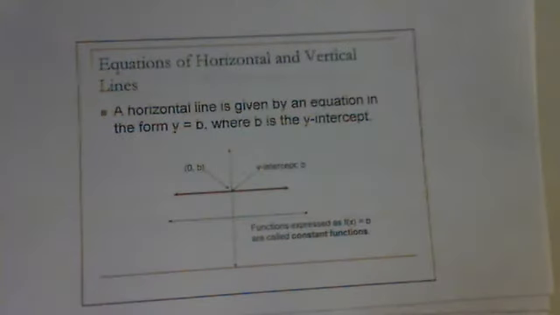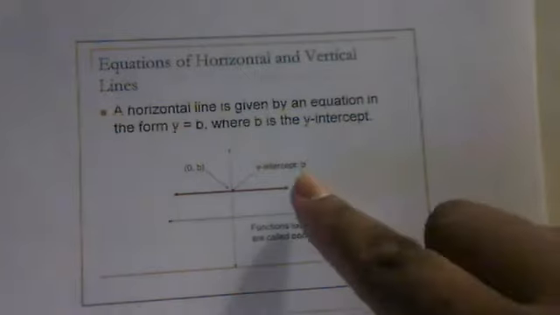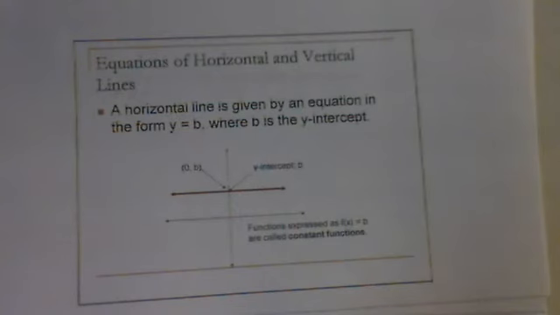Okay, let's look at equations of horizontal and vertical lines. We'll start off with the horizontal line. A horizontal line is given by the equation in the form y is equal to b, where b is going to be the y-intercept. So if you have y equal to a number, that means you have a straight line crossing the y-axis at that particular number. And usually, functions that are expressed as f of x equals b are often called constant functions. So f of x equal to a number is going to be a constant function.